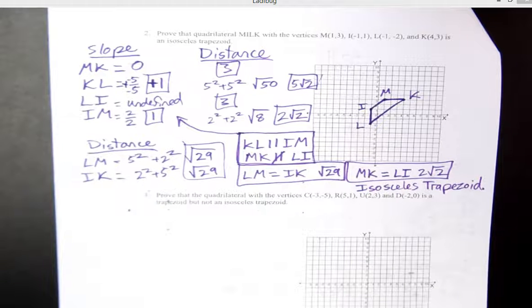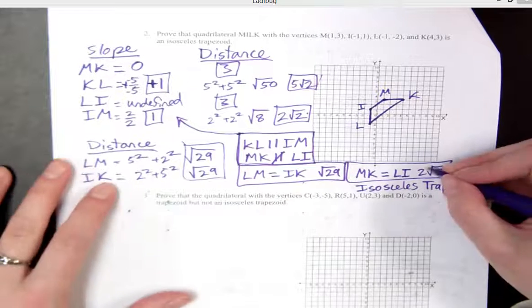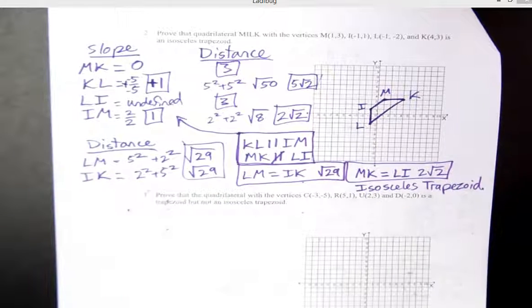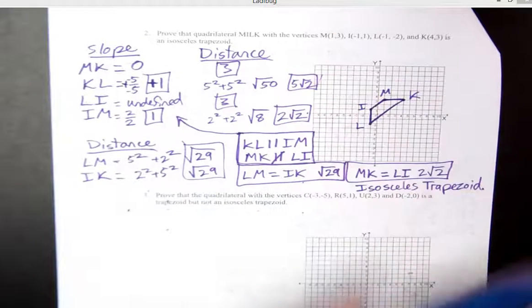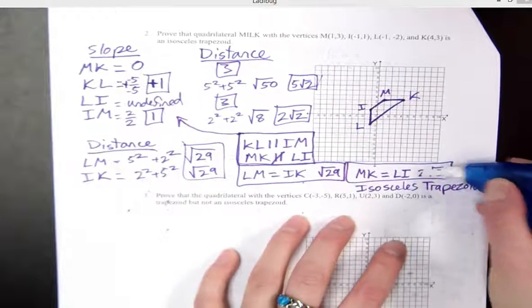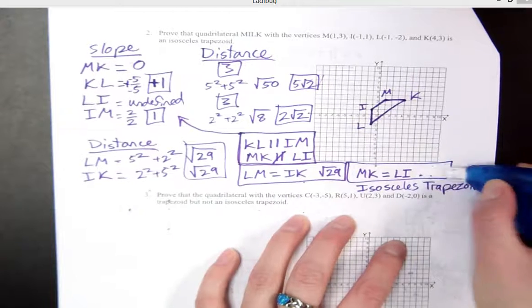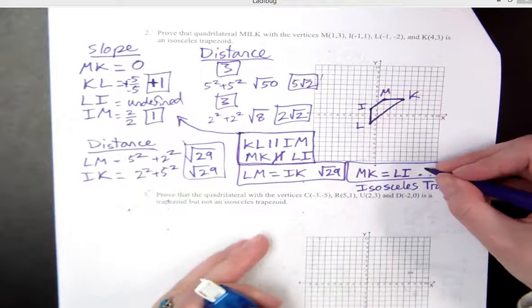Yes. Did I list the wrong ones? Oh, you're right. I see what you're saying. MK and LI are both 3, not 2 root 2. Thank you for pointing that out.